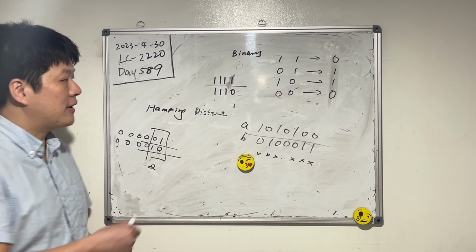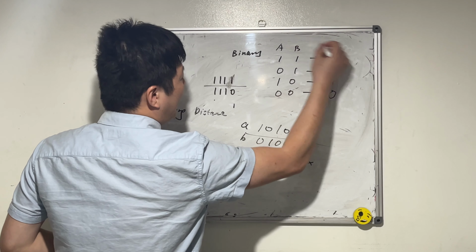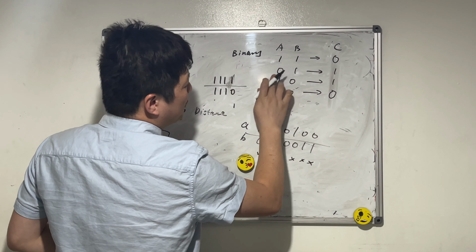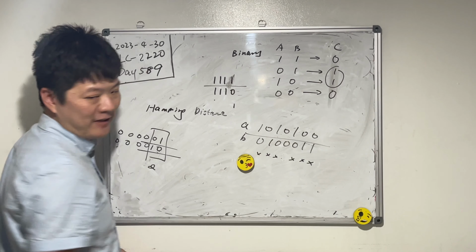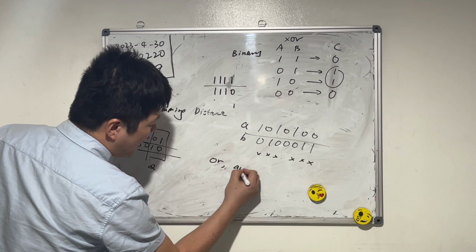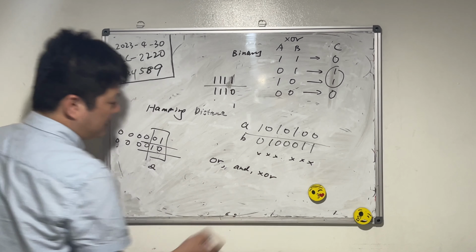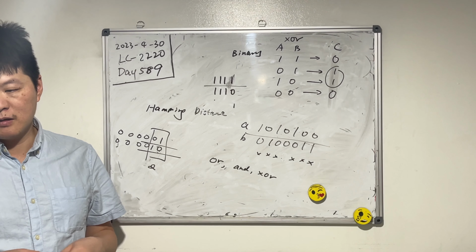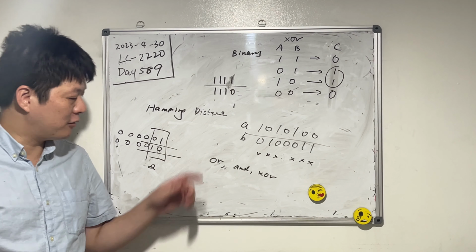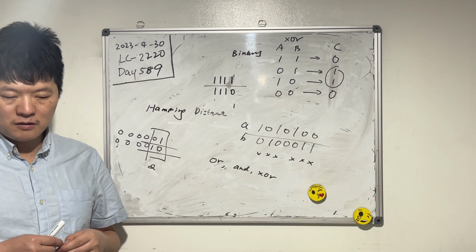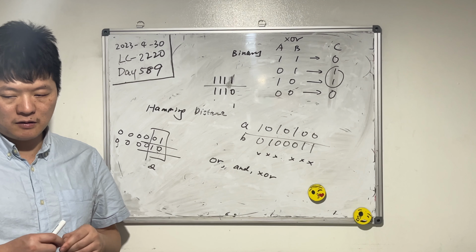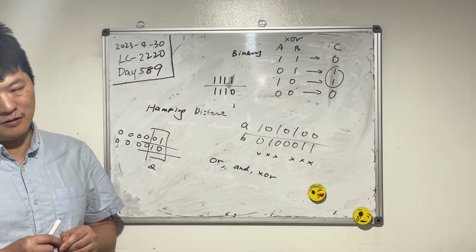So this is A, this is B, and this is C, okay? So A and B need to be different in order for C to be 1, right? We call this exclusive OR. What's the difference between OR and exclusive OR? OR is when one of them is 1, then it's true. For exclusive OR, if both of them are the same, then it's false. Otherwise, if different, it's true.